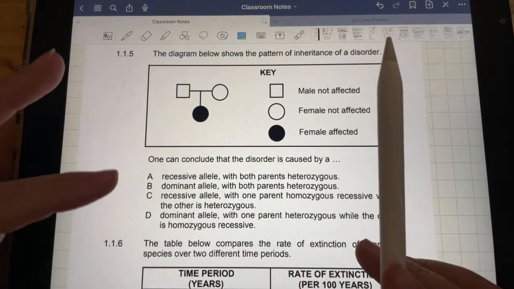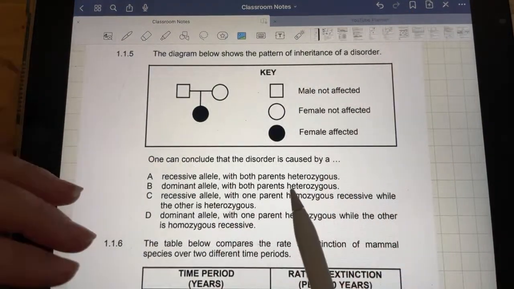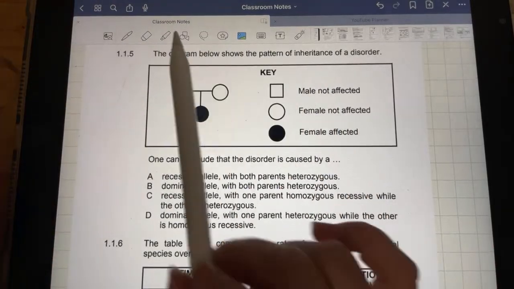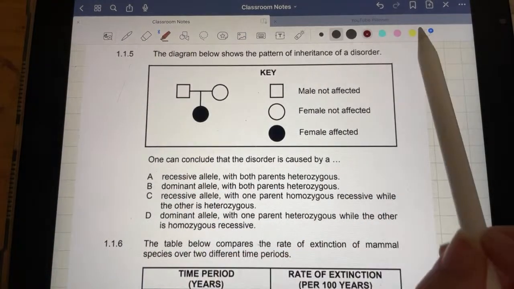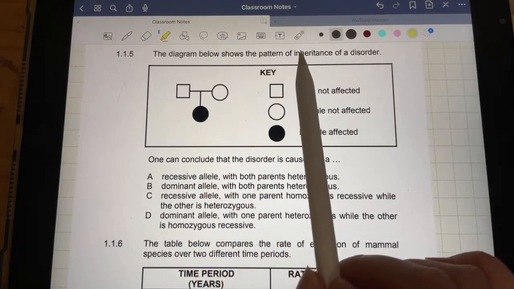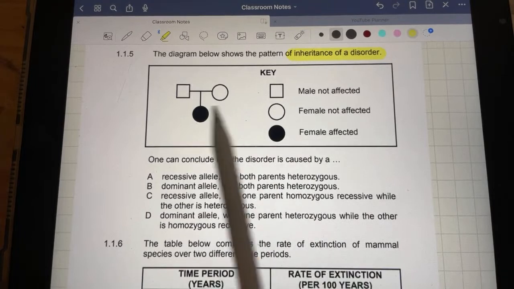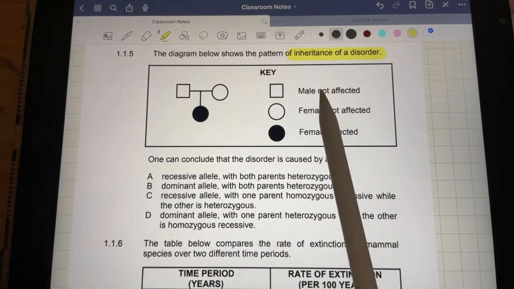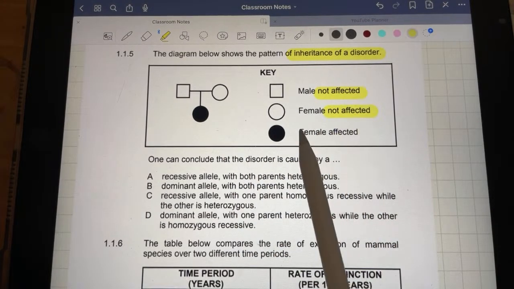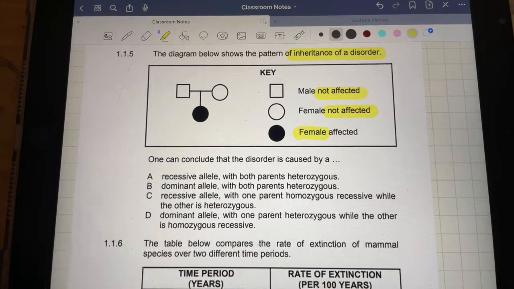And these are going to be some paper 2 questions because these are all genetics. So a lot of you have done genetics recently. So let's break down the questions. It says the diagram below shows the pattern of inheritance of a disorder. So we know it's a disorder. It's a very simple diagram. We've got a male who is not affected, a female who's not affected, and then a female who is affected.